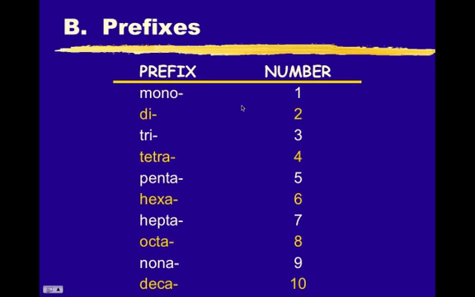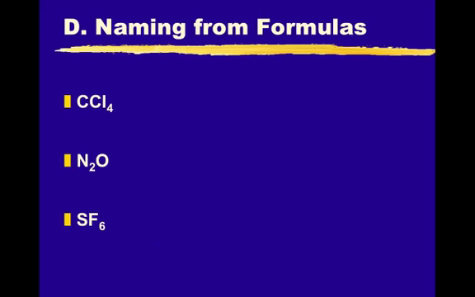Alright, so our prefixes. These are the Greek prefixes that we use. You need to learn these and memorize these by heart. I typically give a pop quiz on these. Mono is 1, di 2, tri 3, tetra 4, penta 5, hexa 6, hepta 7, octa 8, nona 9, deca 10. Okay, we're going to be using these a good bit for the rest of the year, so go ahead, memorize it. We always have a quiz.